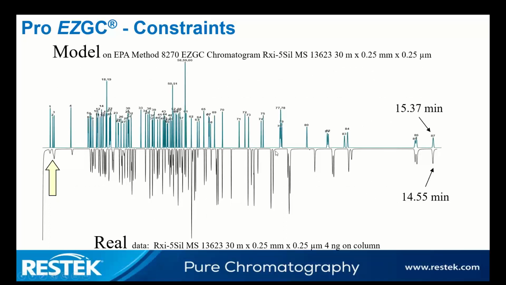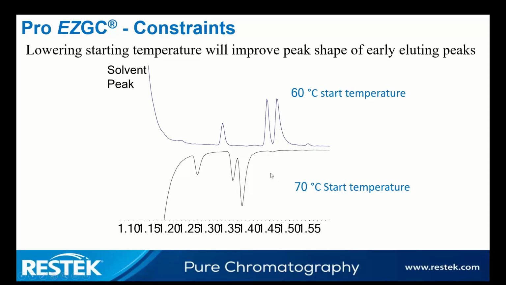Here's just an example of an EZGC chromatogram. The actual retention times are different, but the actual resolution looks pretty good if we look at this. Then of course, down at the front end, it doesn't look anything like the modeled chromatogram. So that's going to show that things look really good. Part of that is the starting temperature. If we have a low starting temperature, we can get better focusing than if we had a higher starting temperature. We can show that in this slide here. We have a 60-degree starting temperature versus a 70-degree starting temperature, and even that makes a difference.